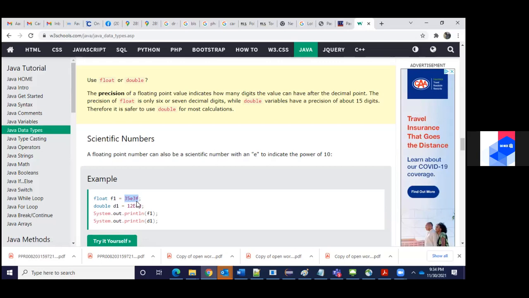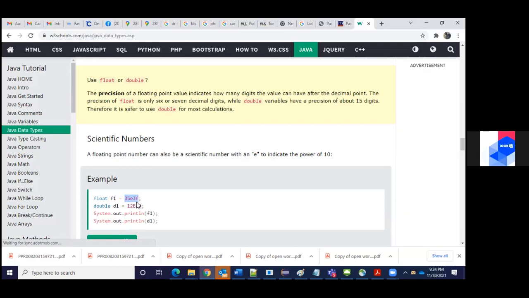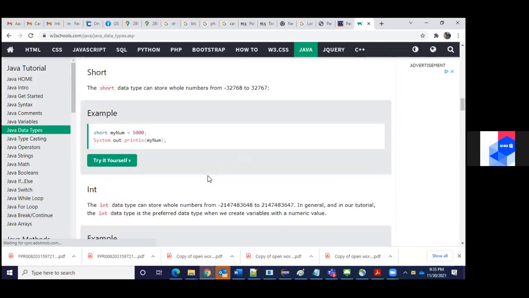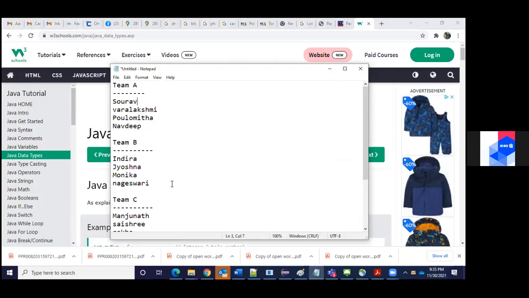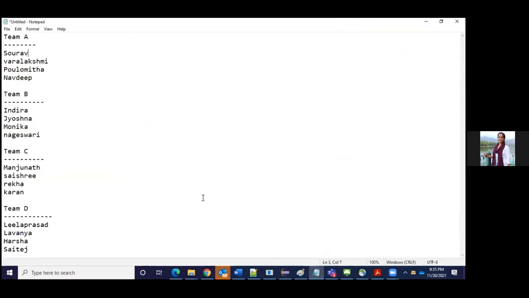You have to understand the concept only: how the float is defined, how it is used, what its size is, why I need to use the float and why I need to use the double. Those are the things you have to be very clear about. Got it? Guys, are you very clear about variables and data types? All 4 teams, team A, team B, team C, and team D, I'm asking one more time. Yes, sir. That's good.